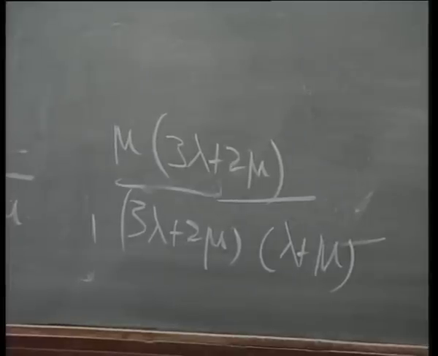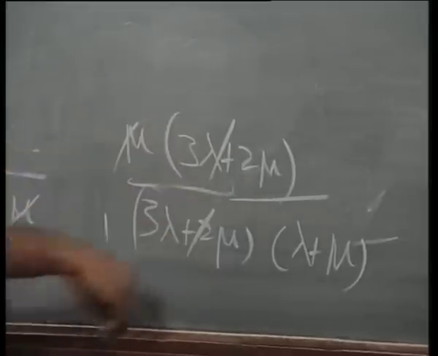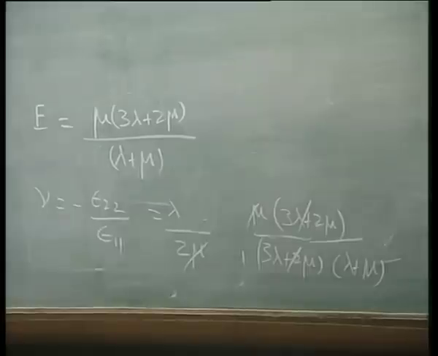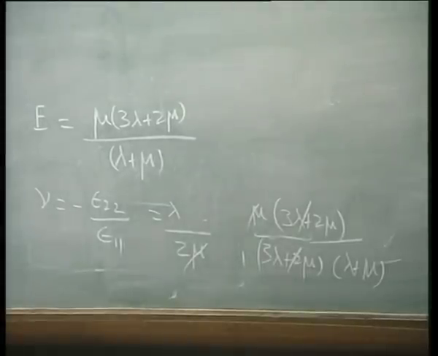Is that clear? So that, removing this, removing this, removing this, removing this, mu is equal to lambda divided by 2 into lambda plus mu. Is that clear? So what is that we have done? We see that E and nu can very easily be represented in terms of lambda plus mu, lambda and mu.